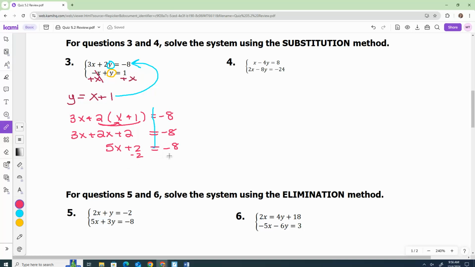We subtract our 2. 5x equals negative 10. Divide by 5, and x is negative 2. All right, that's half the answer. We're looking for an ordered pair. We have x. How do we get the y? Plug it in. We said up here, y is equal to x plus 1. So if I replace my x with negative 2, y is negative 2 plus 1, I get y equals negative 1. So negative 2, negative 1 is our answer.